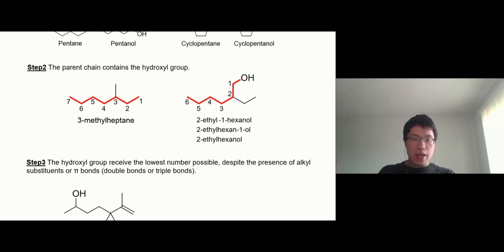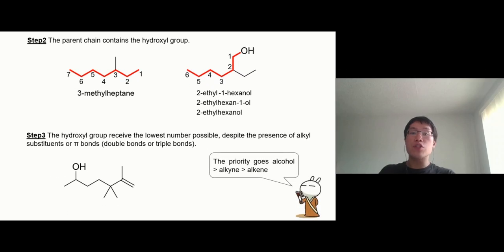All right, number 3, the hydroxyl has to receive the lowest number possible. If there's a case that they have a double bond or triple bond, the hydroxyl group gets priority, and the priority goes like this. With alcohol, number 1 priority, then alkyne and alkene. If there's a carboxylic acid, aldehyde, or ketone, that's a priority there, but we're not getting to this. So alcohol has to receive the lowest number.